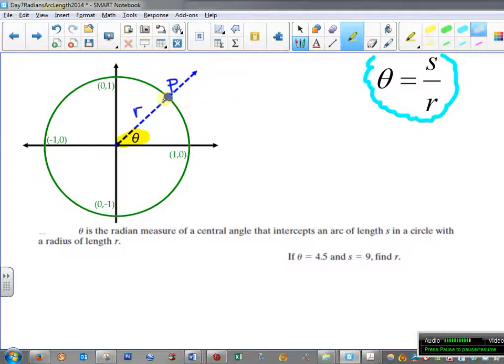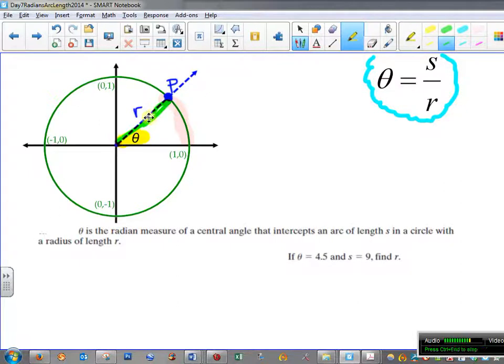When we talk about the arc length S, we're talking about this arc right in here and its length. Now it's not a straight line, it's an arc. It's got curvature to it, so you can't just measure from the point there. You can't use a distance formula on it. In a circle with a radius of length R, R is actually the radius that's located right here.